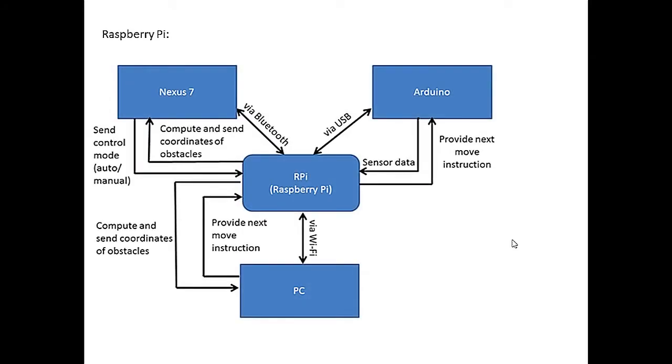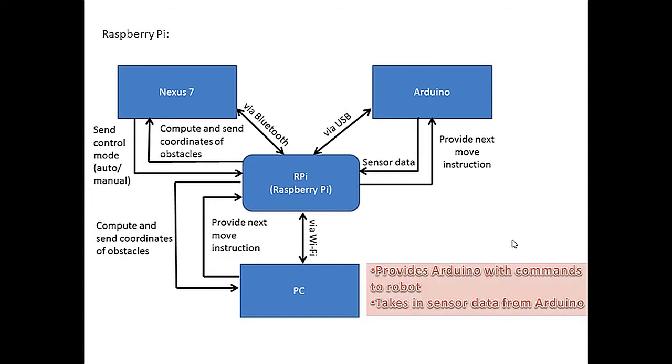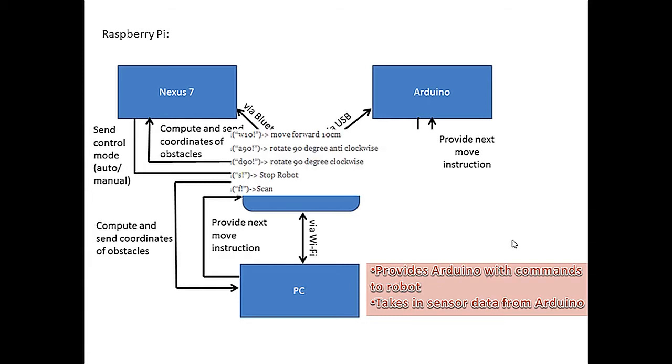Here's a diagram to show you how our system is connected with the Pi as the middleman, taking in values and passing it around to Nexus 7 via Bluetooth, Arduino via serial communication and PC via Wi-Fi. Pi will provide Arduino with commands for the robot and also take in sensor values from Arduino for the exploration algorithm. Here's an example.